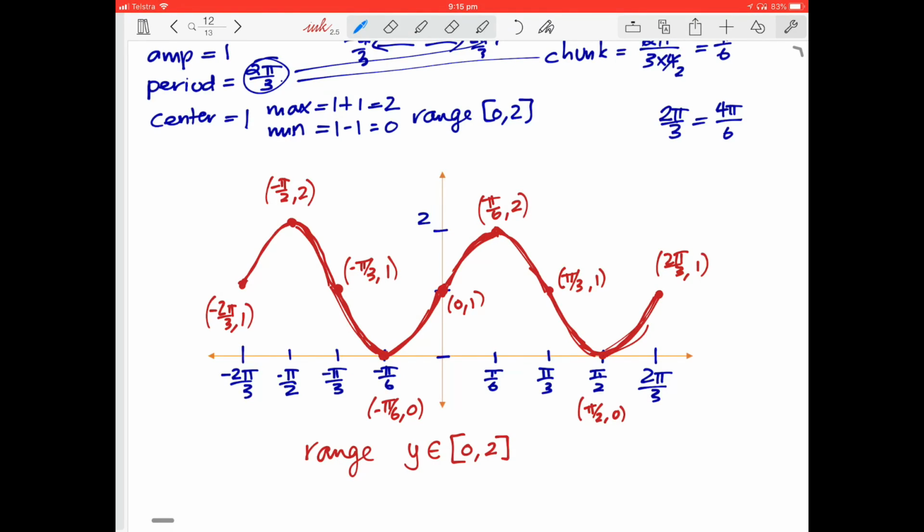Okay, have fun doing sine, cos, and not yet tan graphs, but you will soon. And make sure you understand how to do these for the next test or whatever you're doing at school.